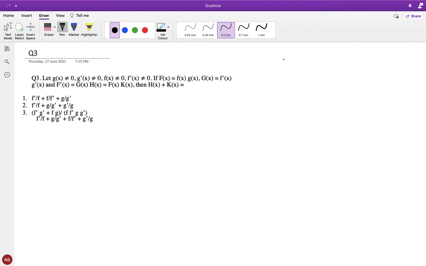Okay, now this problem, g(x) is not equal to 0, g dash x is not equal to 0, f is not 0, f dash x is not equal to 0, and a bunch of other relations are given. And h and k, the sum of these two you have to find out in terms of f and g, small f and small g, not capital F, capital G. You have to take care of that.